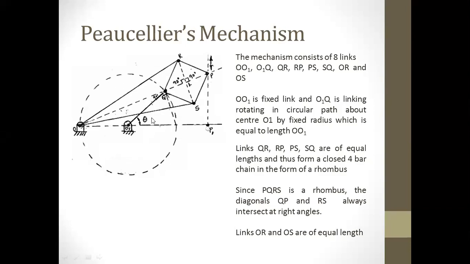Next, links QR, RP, PS, and SQ form a closed 4-bar chain. It looks like a rhombus, and the angles inside are exactly 90 degrees. Since PQRS is a rhombus, the diagonals always intersect at 90 degrees. Links OR and OS are of equal length.